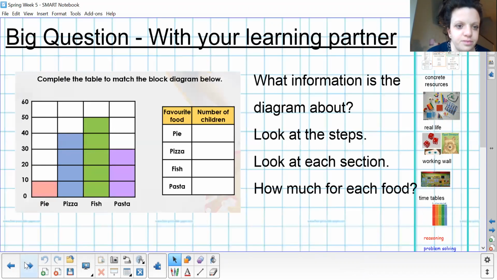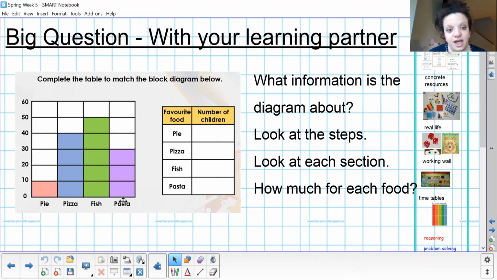Let's go. So here is a block diagram, and here is our big question today. What is the information in this diagram about? So let's look at this table and this block diagram, and we can see that it's about favourite food and how many children like each favourite food. Now, the axis that goes up, which they call the y-axis, is the axis that tells you how much there is. So that tells you the number, the amount.